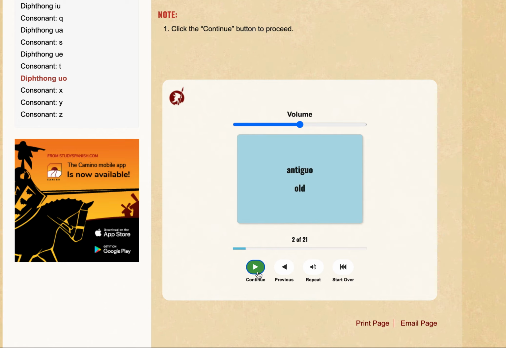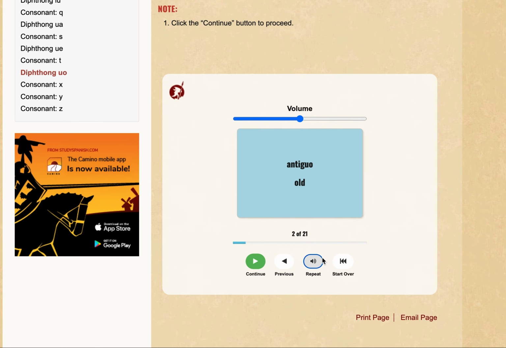Antiguo, antiguo, antiguo. So U is, remember, double O plus an O, so it's O. Antiguo, antiguo, antiguo. Ambiguo, ambiguo, ambiguo. Fluorescente, fluorescente. UO is here, so fluorescente.